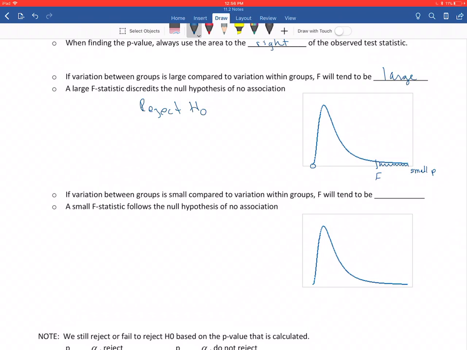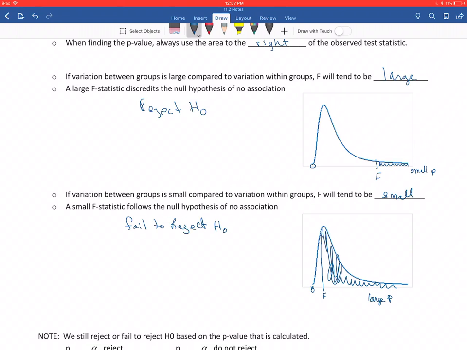If the variation between the groups is small compared to the variation within the groups, then F will tend to be a small value. So a small F value follows the null hypothesis, and this would be a fail to reject situation. So if F is a small number, if F is way over here and it's a very small number, close to 0, then there's a whole lot of area over here for that p-value, and large p's lead to failing to reject the null.